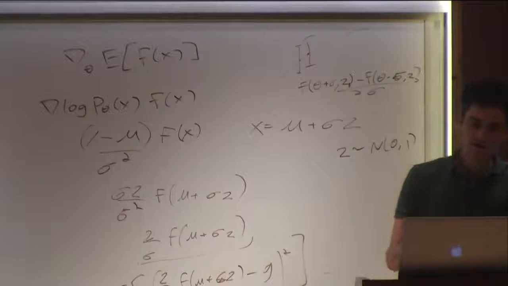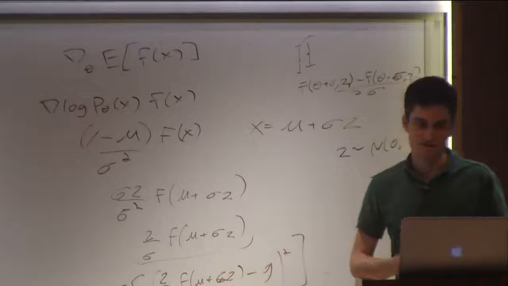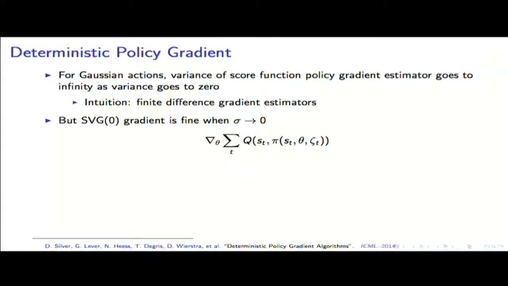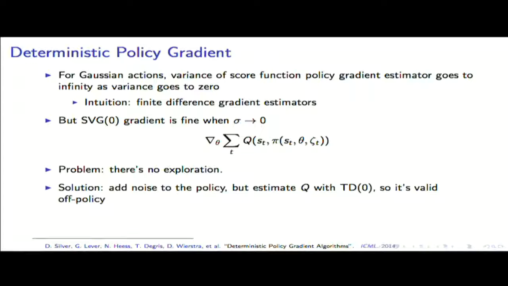Okay, but the SVG gradient estimator is fine as sigma goes to 0. Here, the limit is perfectly well defined as the noise on the policy goes to 0, because we're just taking the gradient of the Q function. We're not taking the difference between two different values. We're just looking at the derivative of the Q function with respect to the action. So the only problem if you just drive the noise to 0 is there's no exploration. If you just have a deterministic policy, then you might not discover some of the good behaviors.